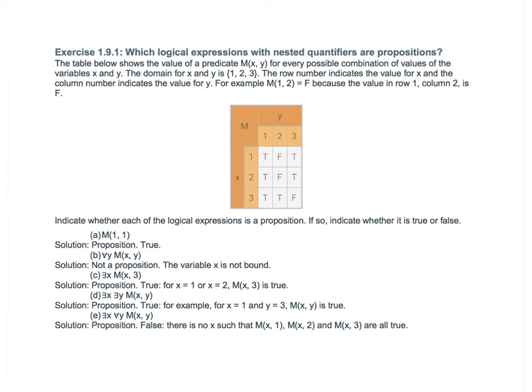The answer is no. The first row has one false value in the second column. The second row, again, has one false value in the second column. The last row has also one false value in the last column. You see, true, true, false. If one of the rows was true, true, true, then this proposition was true. But now it's not.